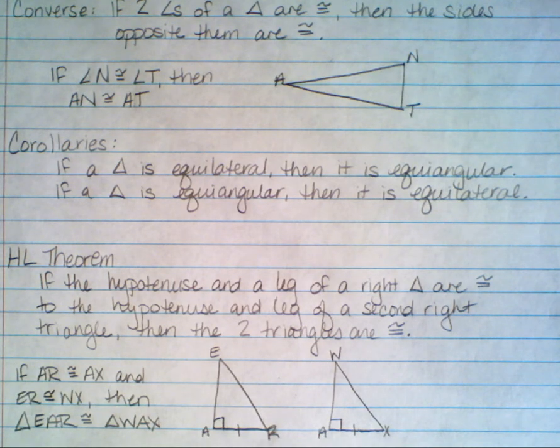Of the triangles. Since I know the corresponding legs and the hypotenuse are congruent, I can prove that triangle EAR is congruent to triangle WAX. Those two triangles are congruent to each other because of hypotenuse and leg. This is really the only angle-side-side case, which, remember, we've talked about is not a good theorem, but in this case it is okay to use. We use it as HL instead of angle-side-side.